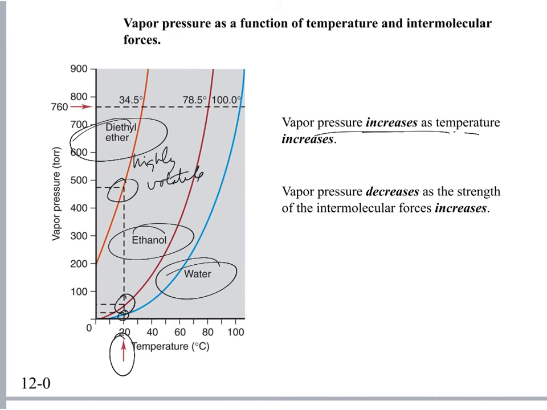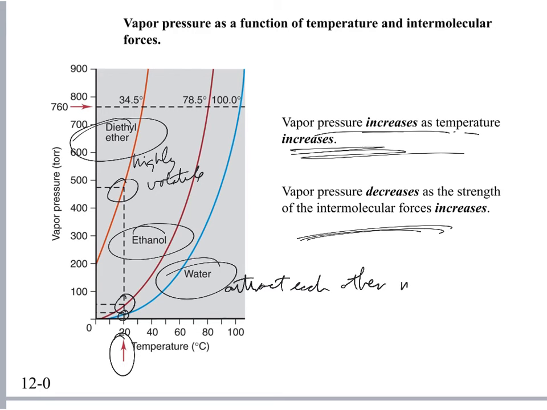Vapor pressure increases as the temperature increases. We said why that is on the earlier slide. If you cool off something, it's going to decrease the vapor pressure. Vapor pressure decreases also as the strength of the intermolecular forces increases. So what this is implying to you is that water molecules attract each other more than ether. Ether molecules have very weak intermolecular forces.